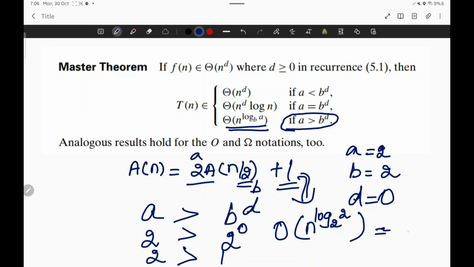Likewise we can find any time complexity directly, the easiest method being the master theorem. No need to substitute and find the various equations like forward substitution or backward substitution. This is the simplest way.